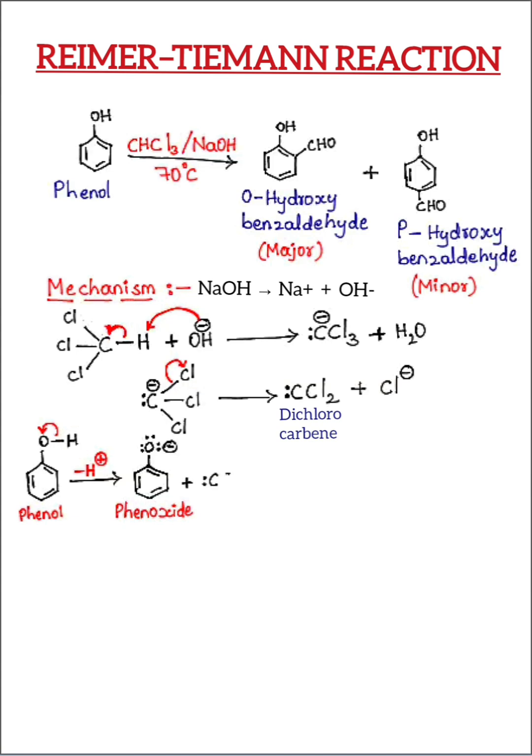Now what will I do? I will add the dichlorocarbene to this phenoxide. And this dichlorocarbene acts as an electrophile in this reaction. So what will happen? Again I will shift this bond towards the carbon. Then this carbon gets a negative charge and this carbon gets a positive charge. So this positive charge and negative charge form a double bond here. So this carbon gets a negative charge now. It attracts the electrophile, that is CCl2.